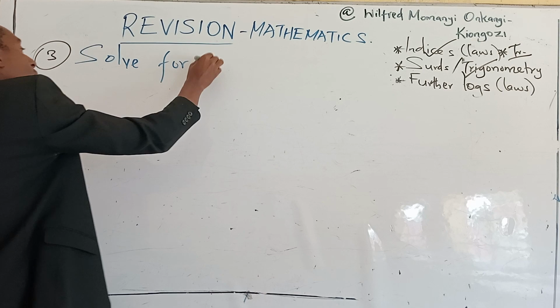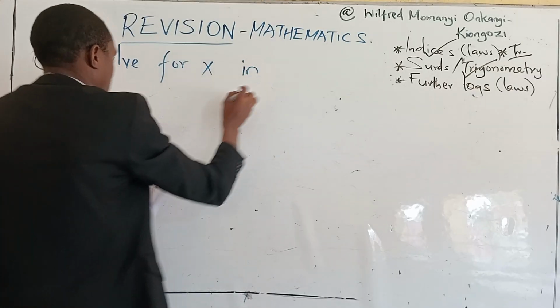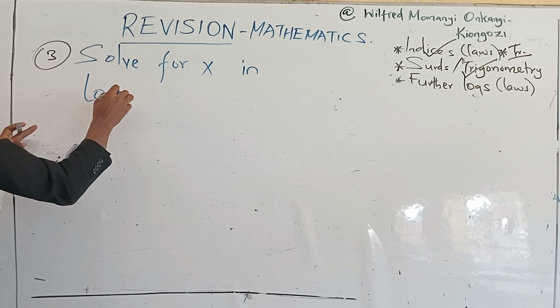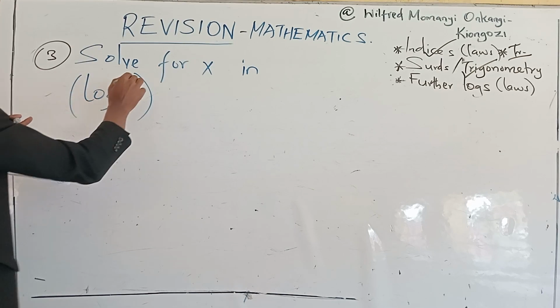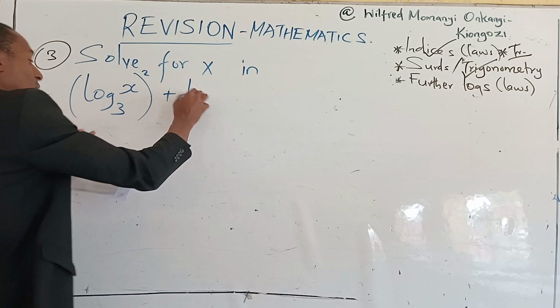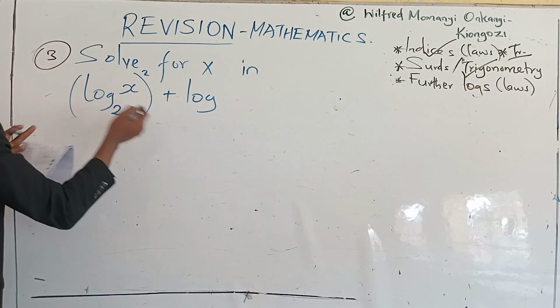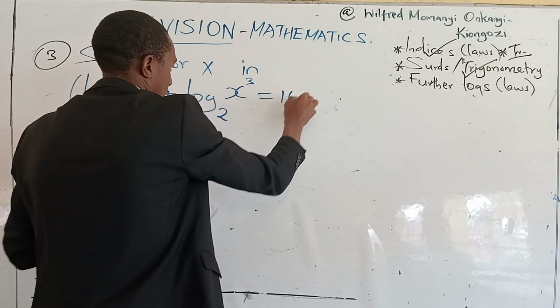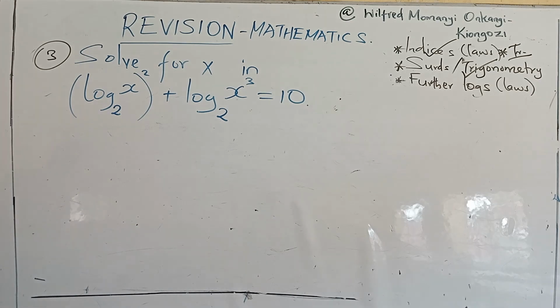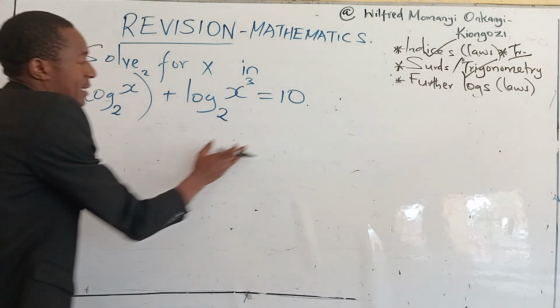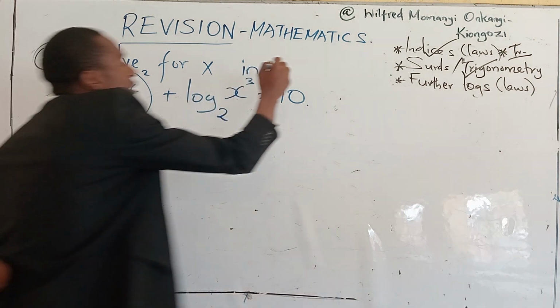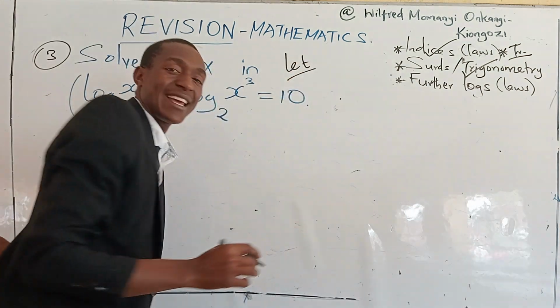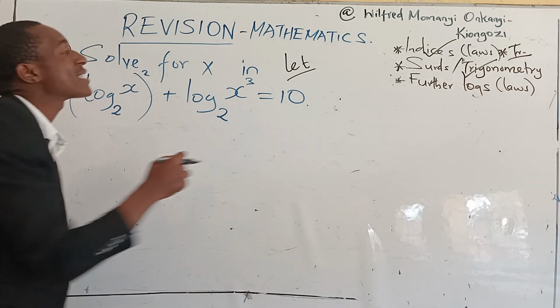Solve for x in log to base 3 of x squared plus log to base 2 of x cubed is equal to 10. So that is a function. These are an equation, a logarithmic equation. So in solving it, there are a few things we need to understand. Number one, this question requires us to let. I like calling them questions that require us to let.